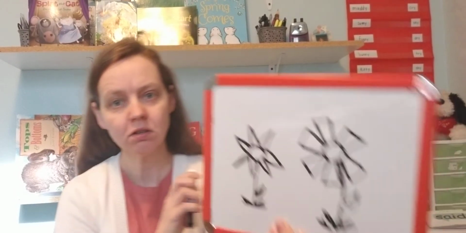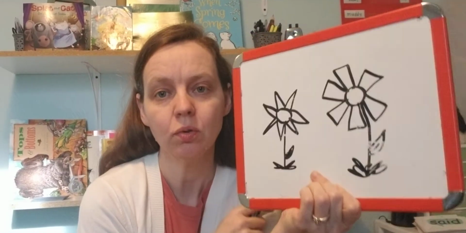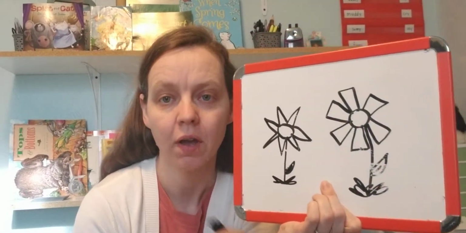All right, it is time for math. And today we're going to talk about numbers, comparing two different numbers, which number is greater and which number is less. So let's look at these two flowers. Mrs. Brown had two different types of flowers growing out in her garden.